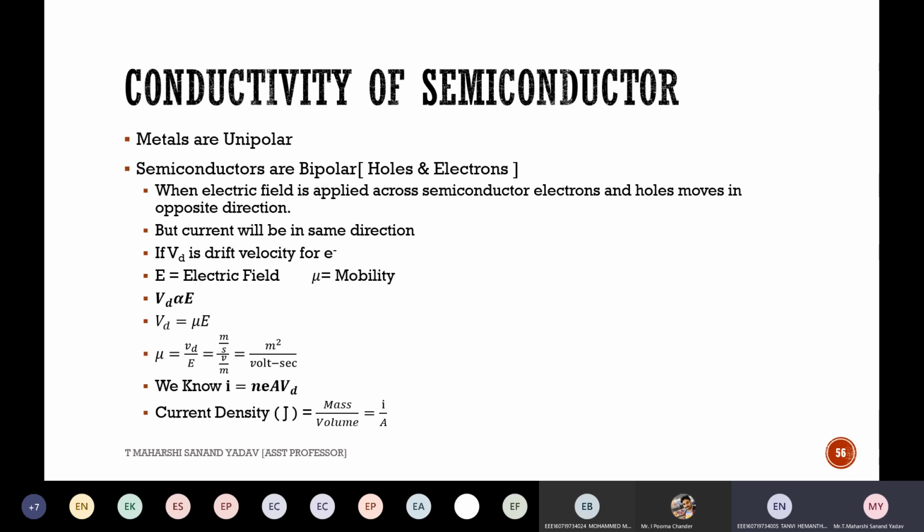Now, if I substitute, I'll get RL as VZ by VI minus VZ into R, and this is the minimum load resistor RL. So RL minimum will be VZ by VI minus VZ into R.